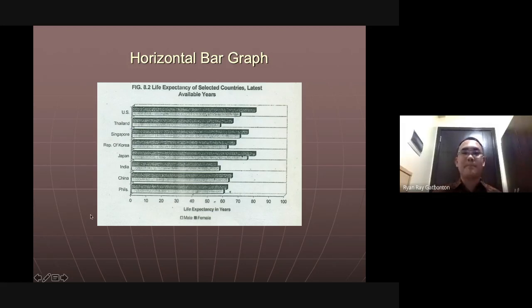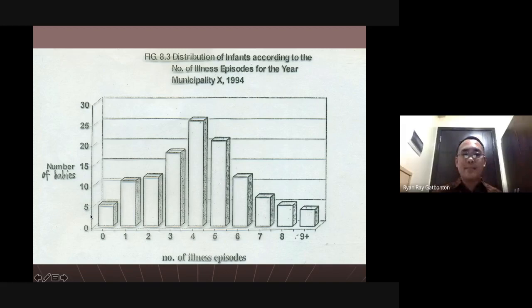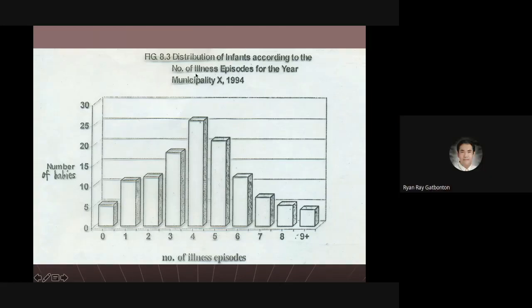While on the other hand, this is your histogram, which shows the distribution of infants according to the number of illness episodes for the year, Municipality X, 1994. So the number of babies, and the number of illness episodes, how many times they got sick. It presents it here. So we can deduce that the most common was four times getting sick in 1994.